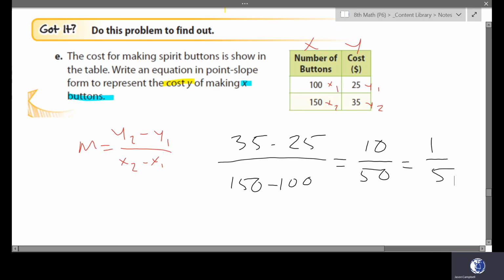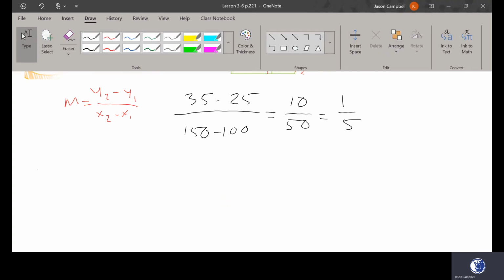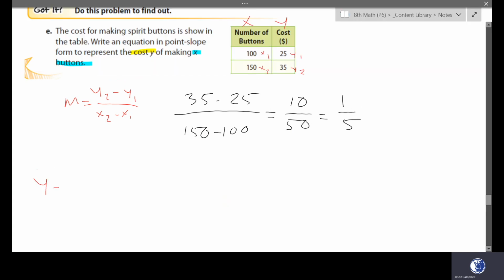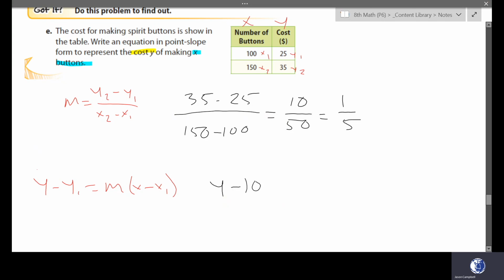I'm going to plug that into my point-slope formula, which is y minus y1 is equal to m multiplied by x minus x1. So I get y subtract 100 is equal to 1/5 of x subtract 25.